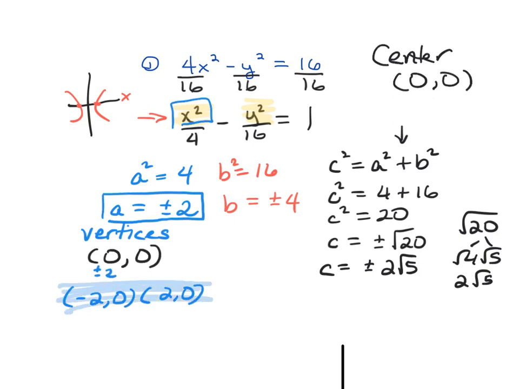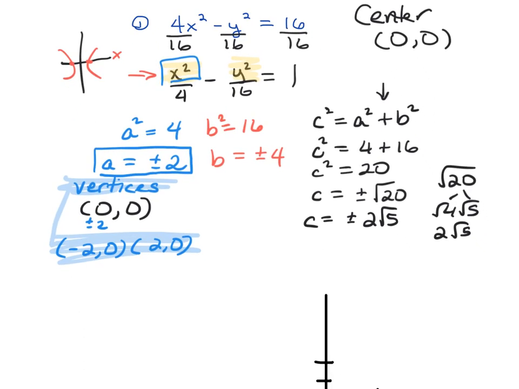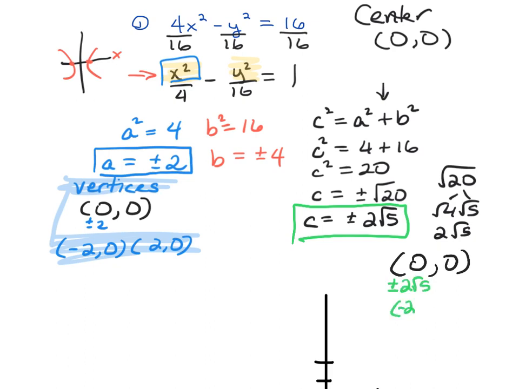Now, this graph does not have covertices, so the only thing I need to calculate is the focus point. Again, I'm going to take my center, and I'm going to add and subtract my c value to the same variable I just did for the vertices, so to the x. So my two focus points are at -2 radical 5 comma 0 and +2 radical 5 comma 0. These are my foci, or my focus points.